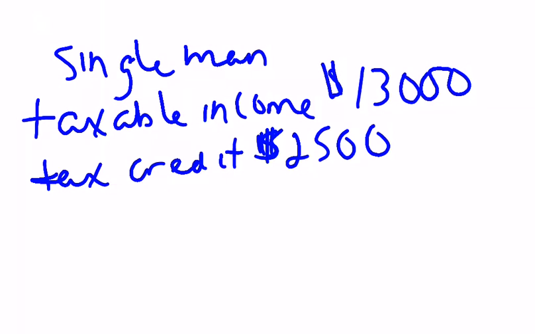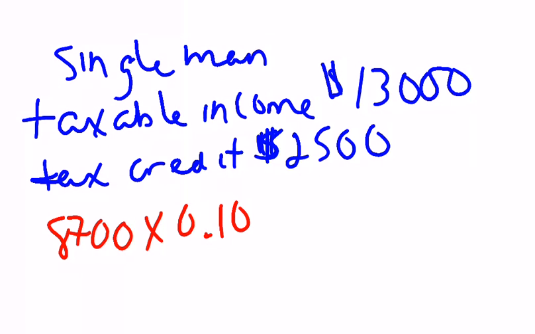Now, what puts them at those different tax rates is how much money there is. So we want to break it up into chunks. So it says the first $8,700 is taxed at 10%. And we never use a percentage, we use a decimal.